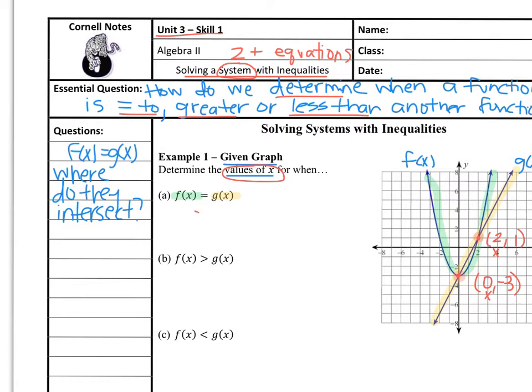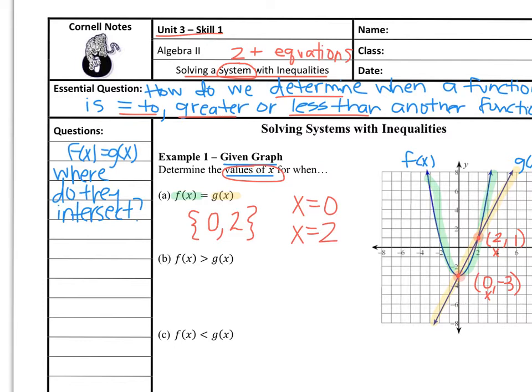When they ask you for the values of x, we want to write it in set notation with the smallest one first, so 0, comma, and our second x value where they intersect is 2. You could also write them as x equals 0 and x equals 2, which would be another okay answer.